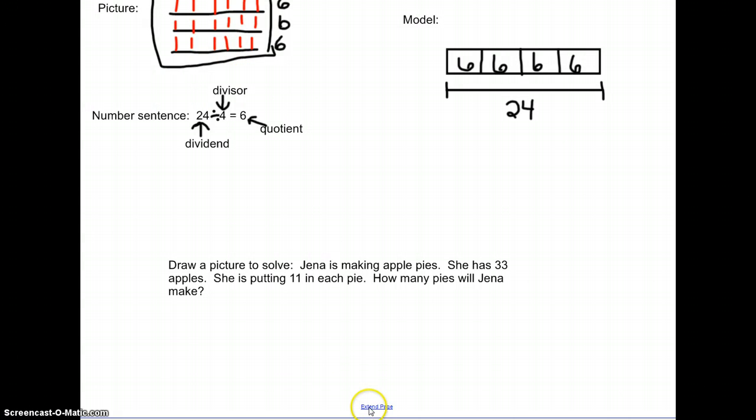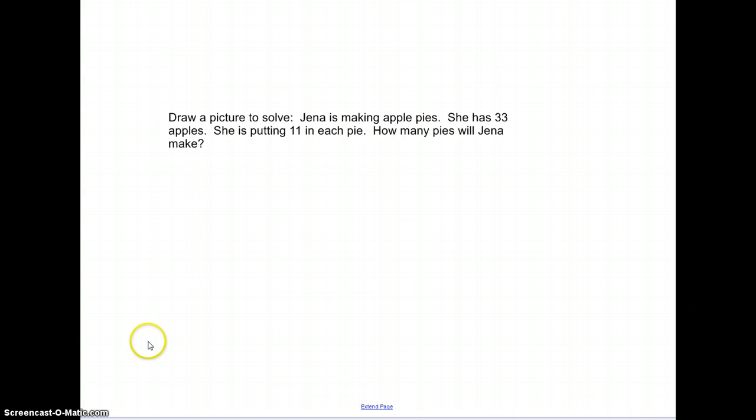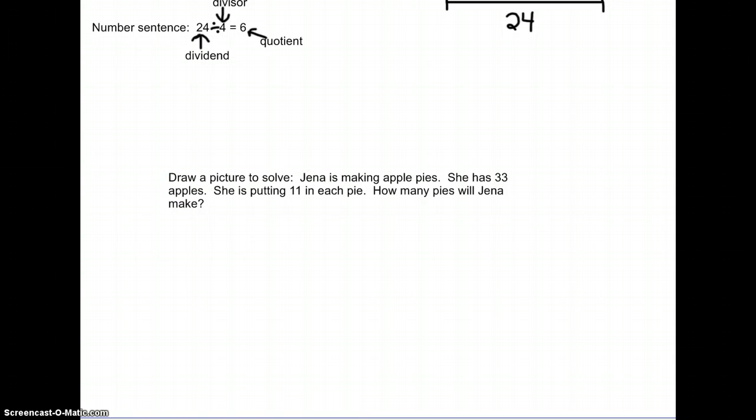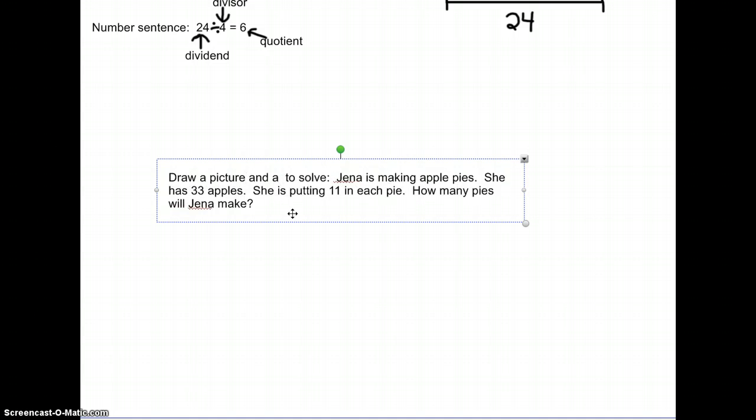Ladies and gentlemen, the last example I would like for you to do on your own. I want you to draw a picture to solve this problem. Jenna is making apple pies. She has 33 apples. She's putting 11 in each pie. How many pies will Jenna make? It says to draw a picture. I would like for you to draw a picture and a division sentence. So draw a picture and a division number sentence.